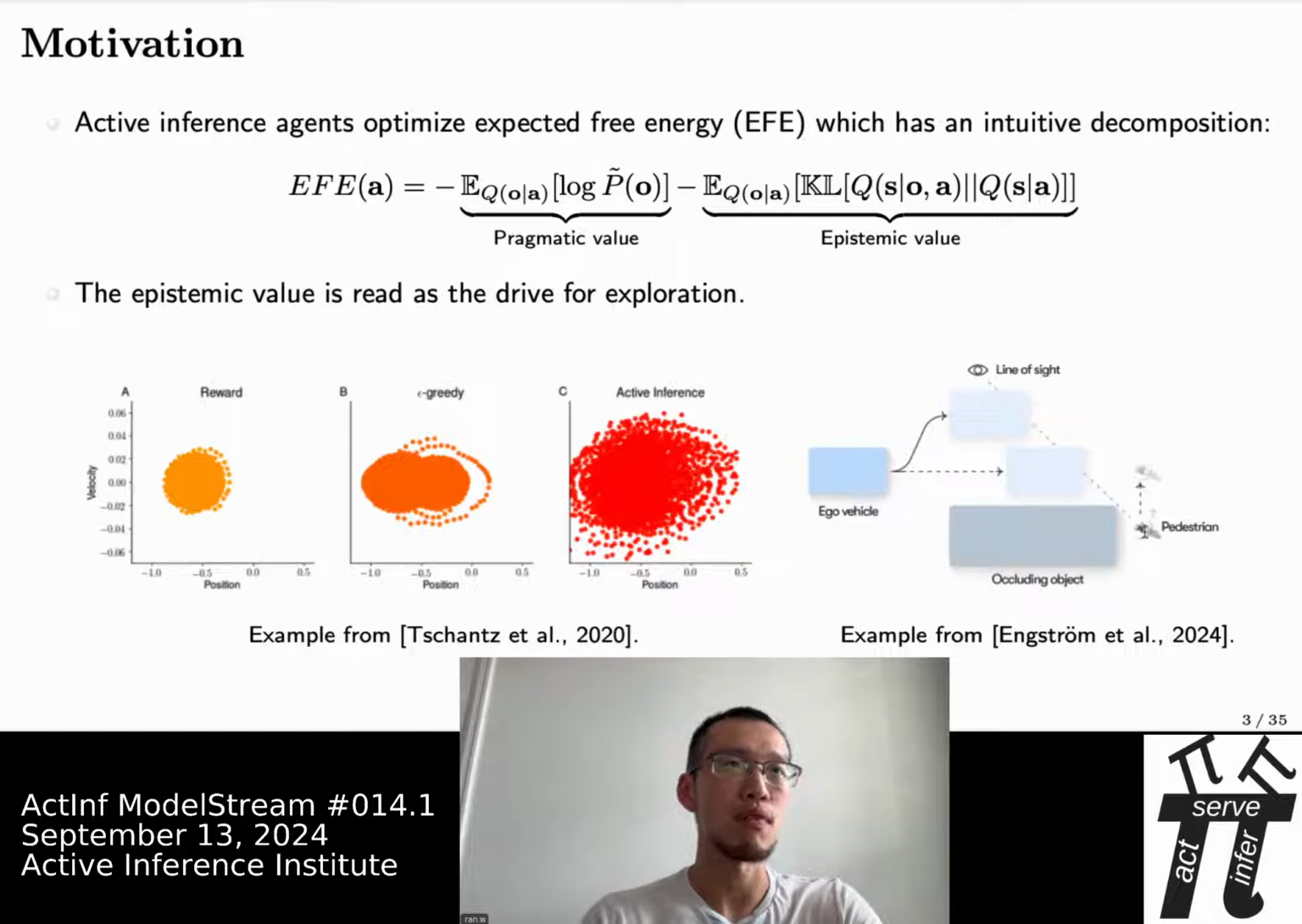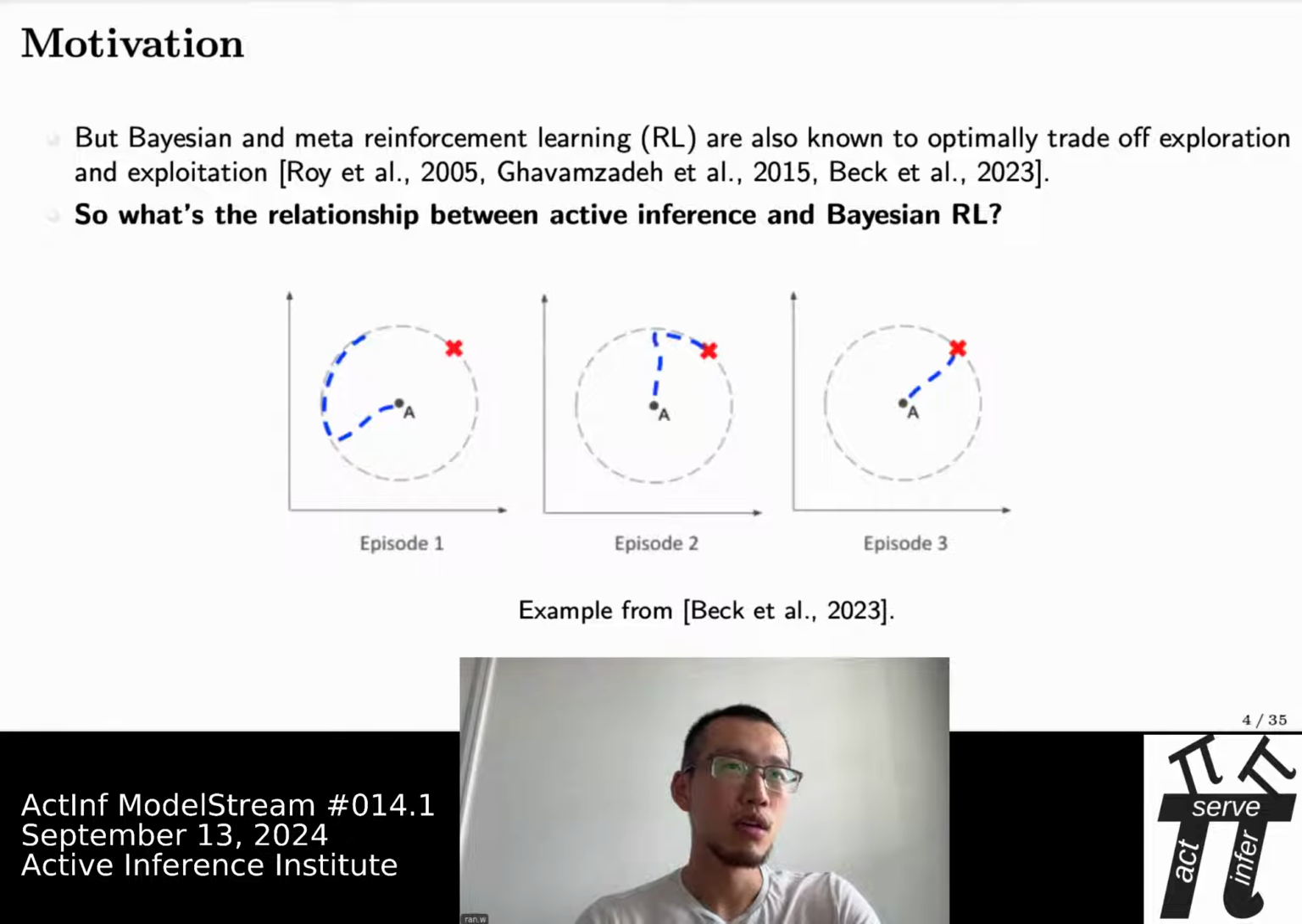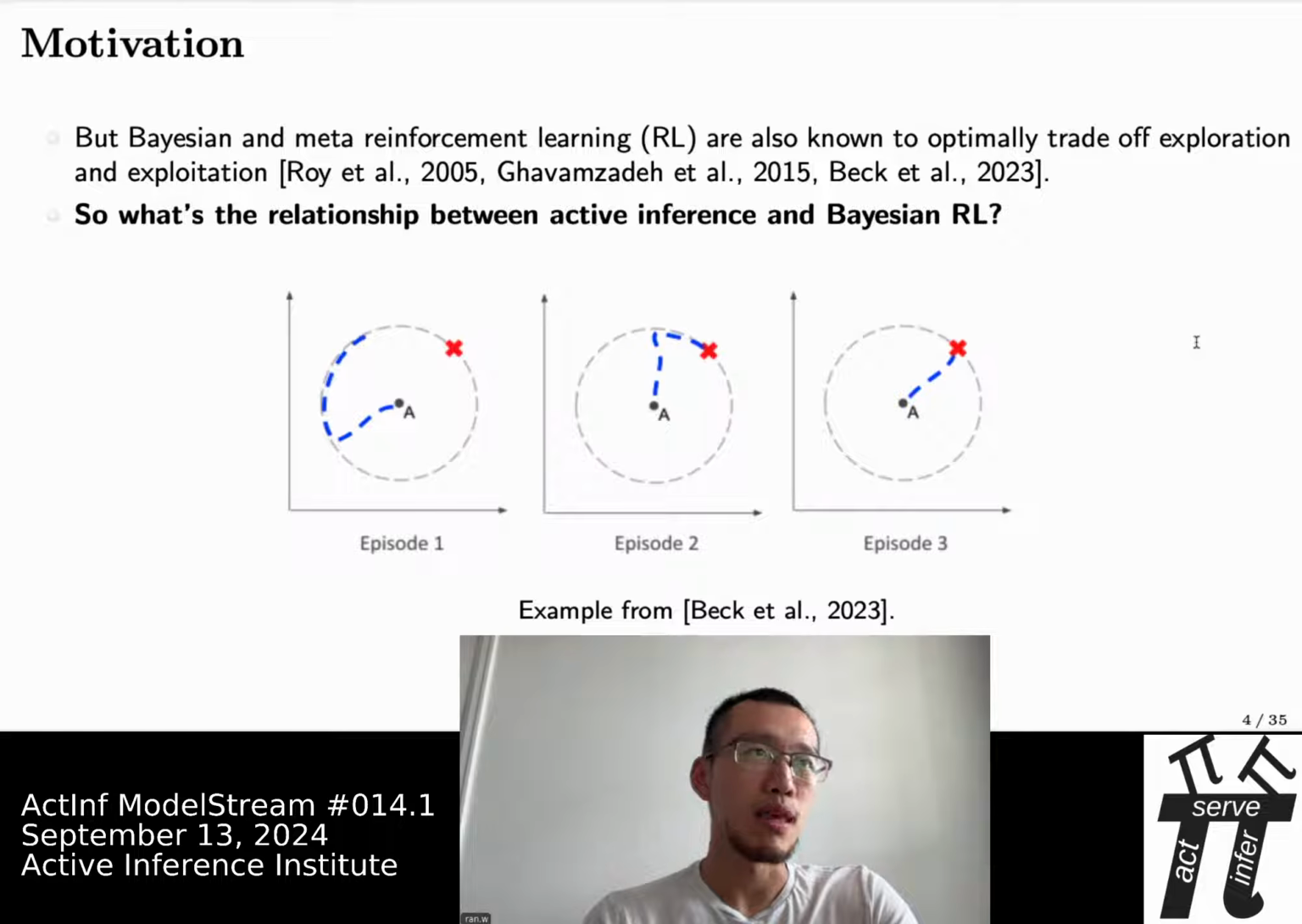These behaviors are very interesting, and they highlight the value of encouraging the agent to explore and gain information about the environment. This is usually understood as the main differentiator between active inference and some of the other frameworks for decision-making, such as reinforcement learning. But one somewhat contradictory fact is that Bayesian and meta-reinforcement learning are already known to optimally trade off exploration and exploitation.